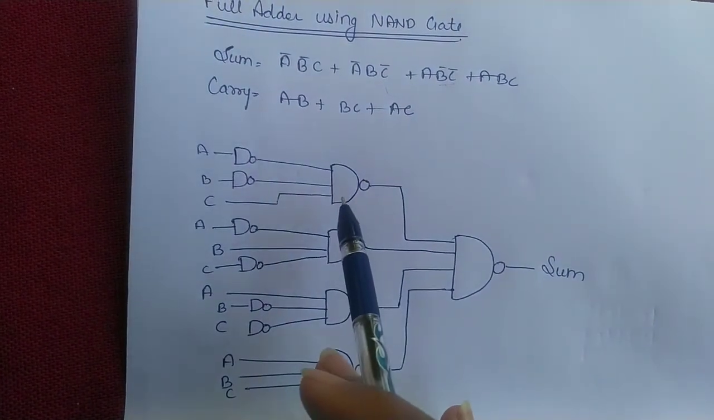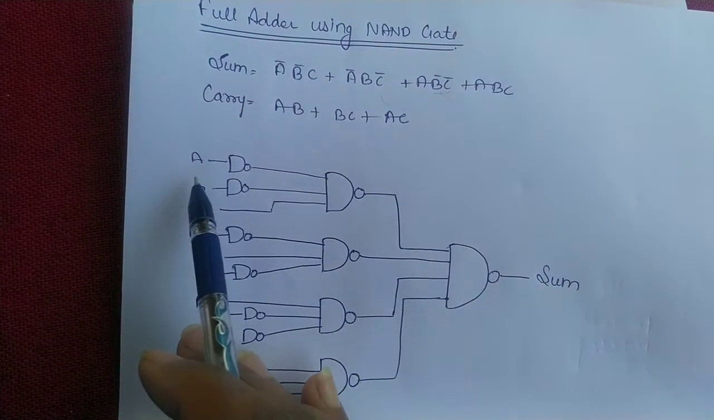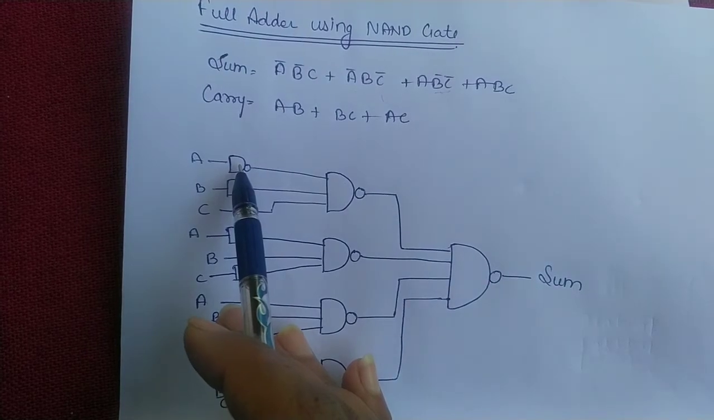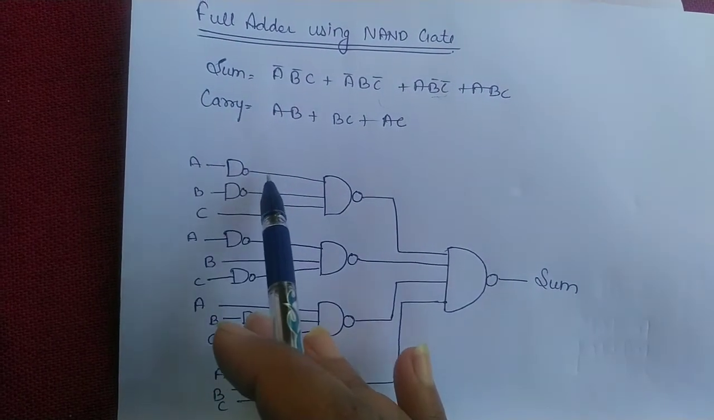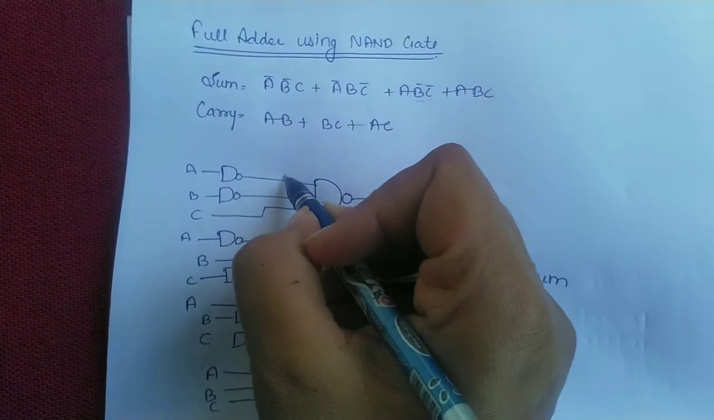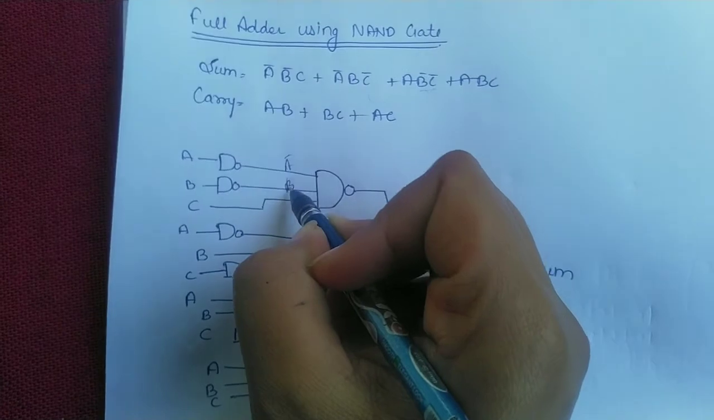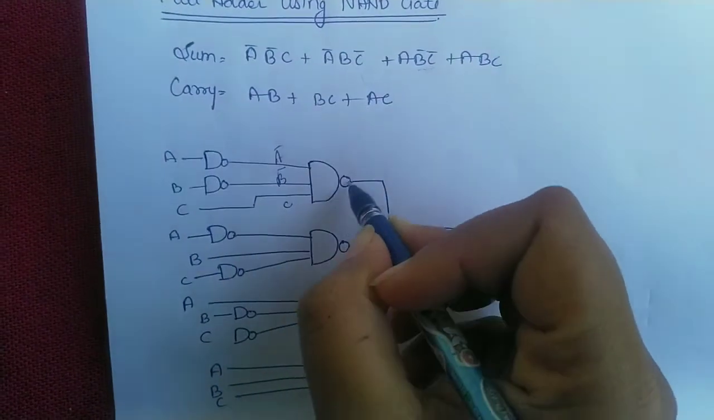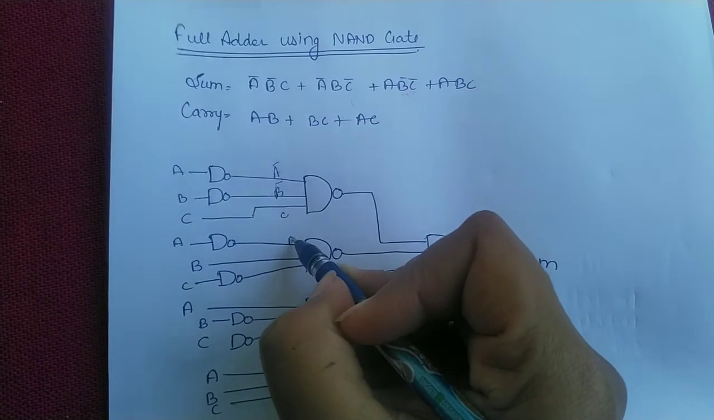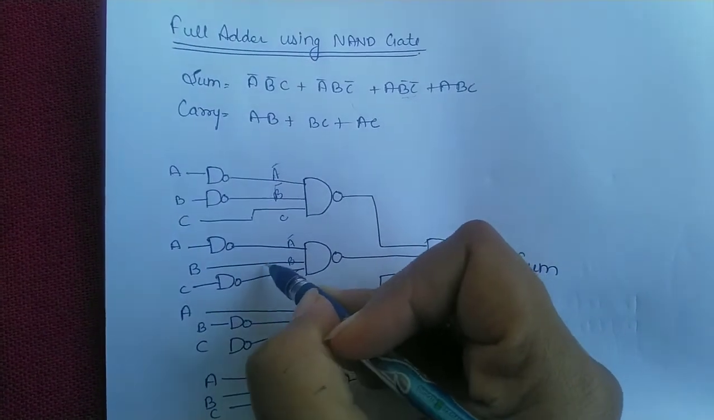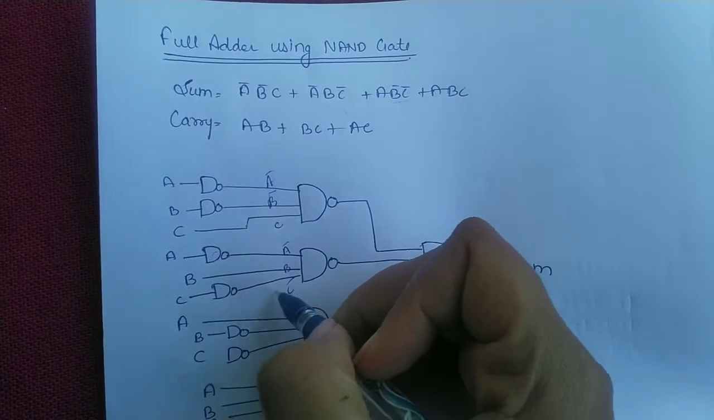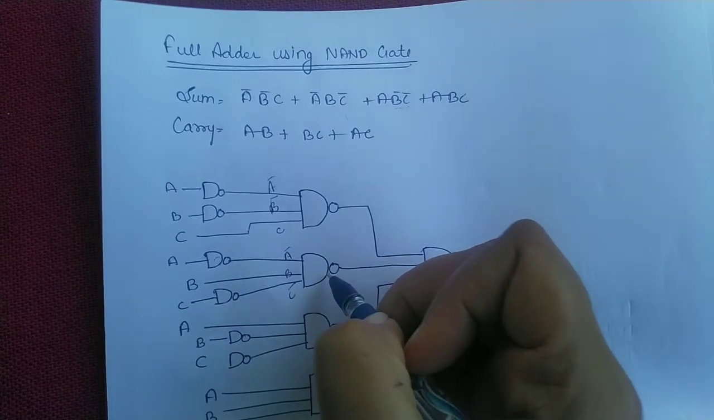For A bar B bar C, we need A bar, so we have to make another NAND gate here to convert the value of A into A bar and B into B bar. The outputs A bar, B bar and C will act as inputs for this NAND gate. For the next expression we need A bar, B and C bar, so we need to convert the value of A into A bar using the NAND gate and C into C bar using the NAND gate. It will act as an input for this NAND gate.